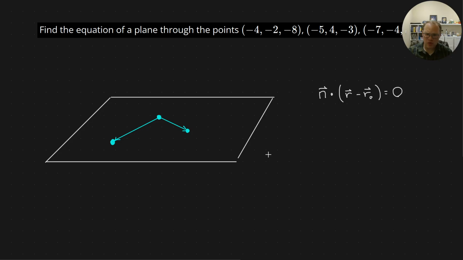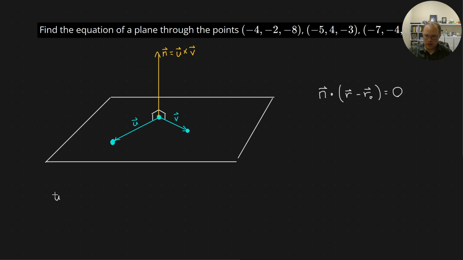How can I find a vector that's orthogonal to 2 other vectors? Cross product. So if I could find 2 vectors here, I could find this by taking the cross of those 2 vectors. Cross product gives me a vector orthogonal to the original 2. Okay, so that's our strategy. We're going to find 2 vectors in the plane using subtraction, and then take their cross product to find the normal vector.